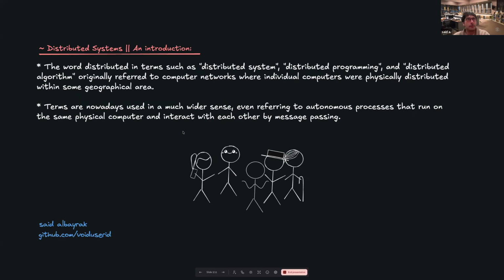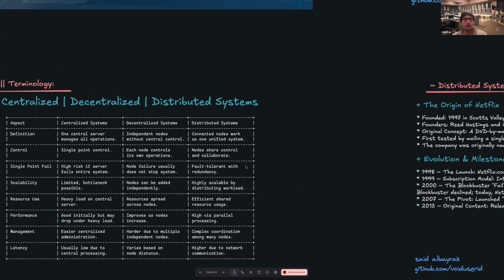So, distributed systems, as an introduction. The word is nowadays used in a broader, wider sense, often referring to different meanings. The word distributed in terms such as distributed systems, distributed programming, and distributed algorithm originally referred to computer networks where individual computers were physically distributed within some geographical zones and areas.